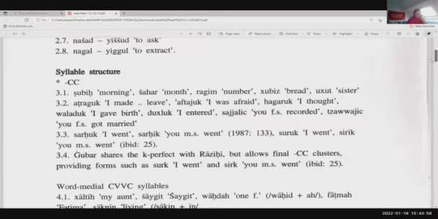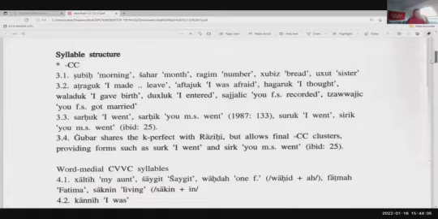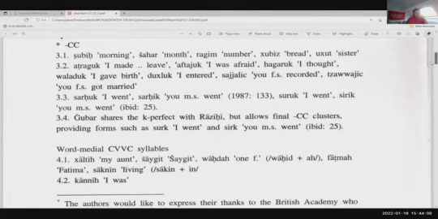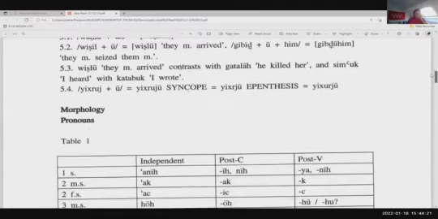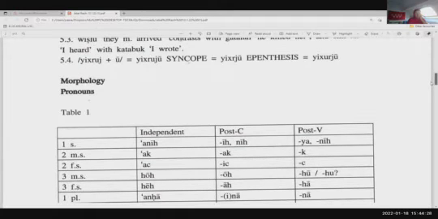Interesting syllable structure compared to other Yemeni dialects around Jabal Razih. And it has word medial super heavy syllables, as we saw for Faifi. And then we've got this syncope of high vowels, which doesn't happen in a lot of Yemeni dialects.